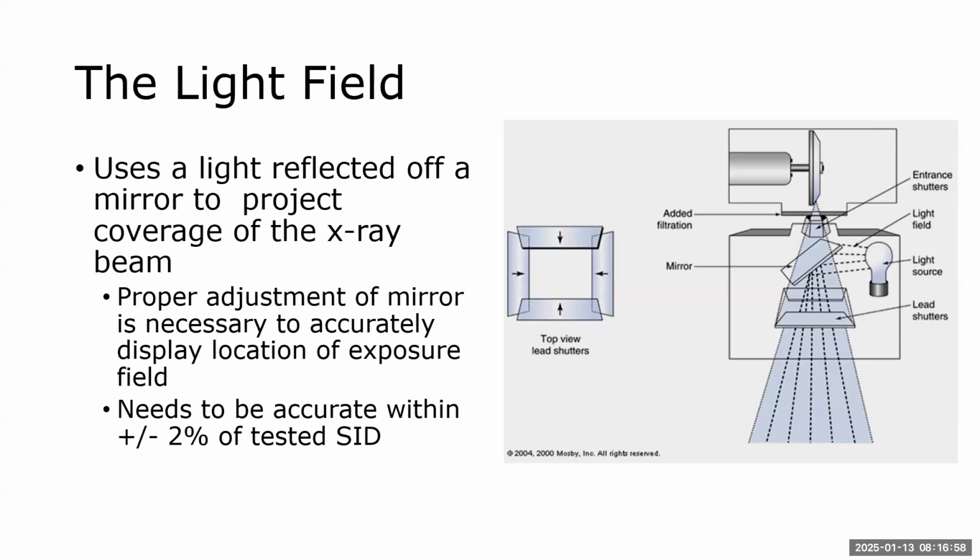The light field is a reflection off of a mirror that projects the coverage of the X-ray beam, and proper adjustment of the mirror is necessary to accurately display the location of the exposure field. It needs to be accurate within plus or minus 2% of the tested SID. We're going to check that towards the end of the semester for each of the 3 rooms.